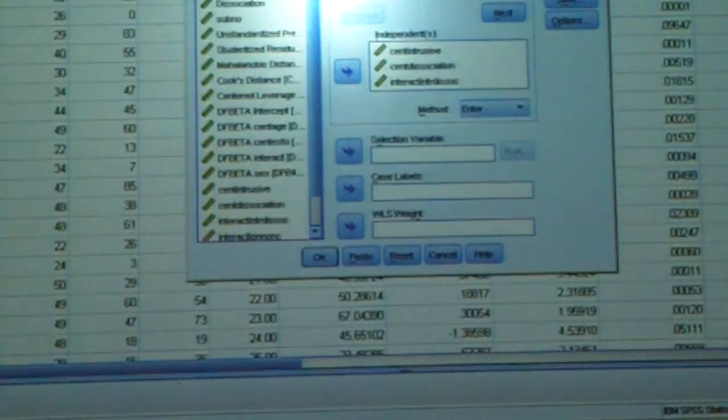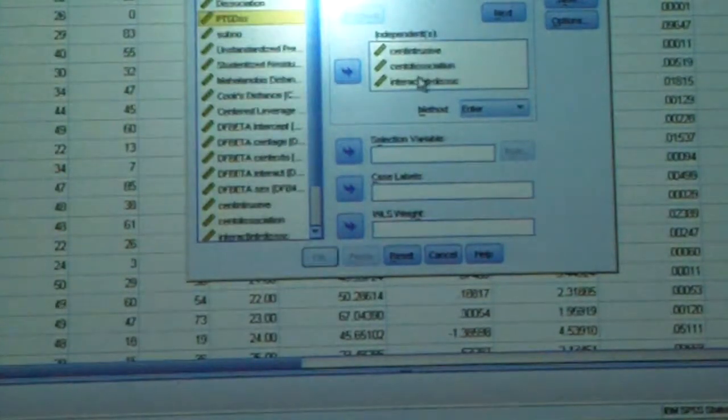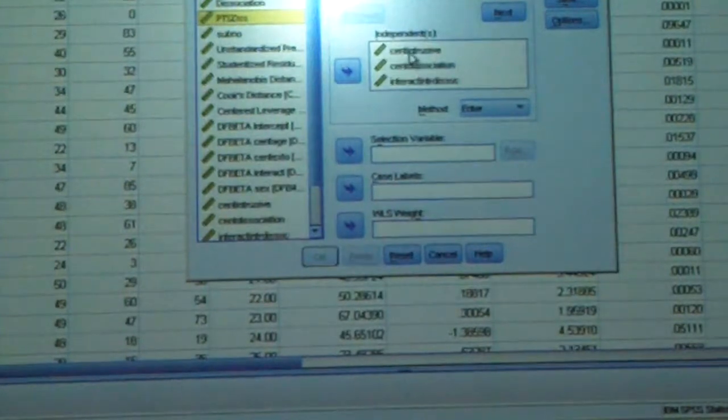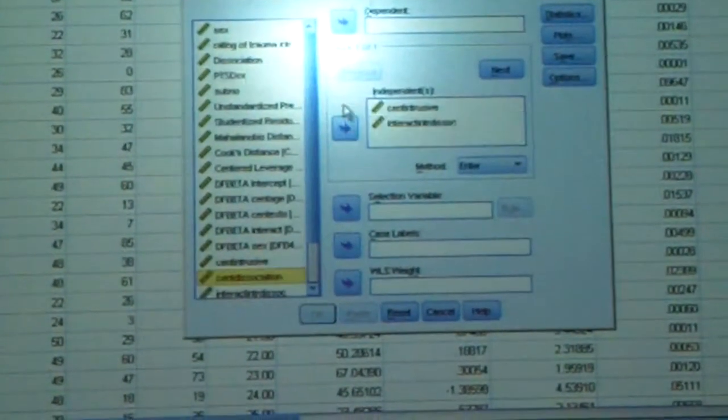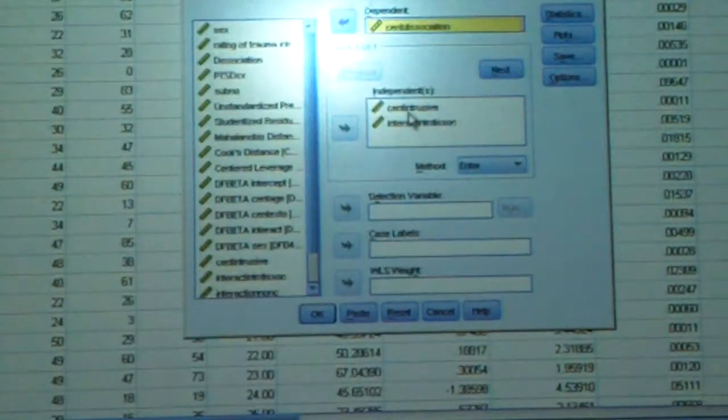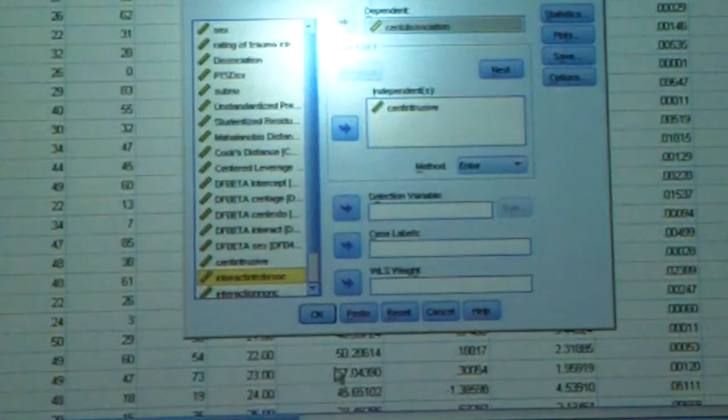So I'm going to run the one. We can still keep them centered. I'm going to take this out as the DV. Which one do we want, intrusive? No, we want dissociation, right? As the DV, and get rid of the interaction, and intrusive thoughts as the predictor.